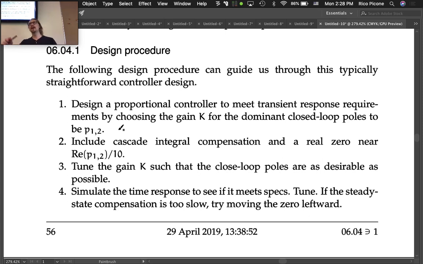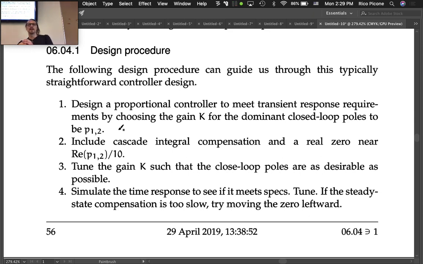So when you put that integral compensator in there in step 2, you are going to affect the root locus. Even though you're trying to not affect it too much, you'll affect it a little bit because the pole and the 0 don't perfectly cancel. So the root locus will move a little bit, right? And you're going to want to retune your gain to get your controller performance as optimal as possible for the transient response.